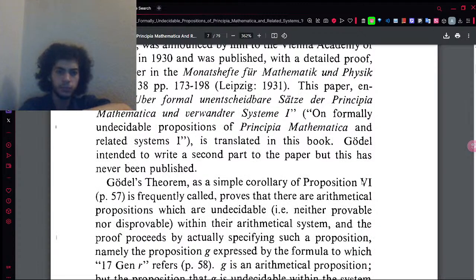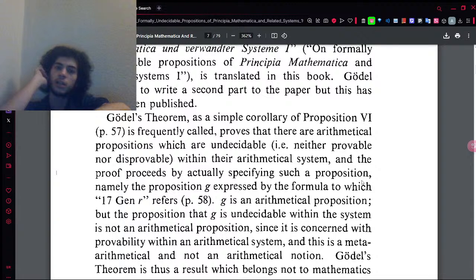Interesting. We'll have to look into later if he ever wrote a second part anywhere else, or what we can figure out about the second part.